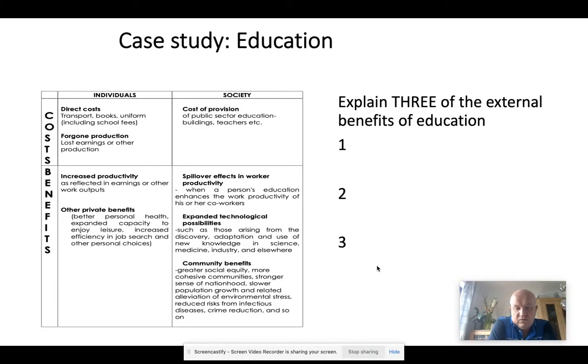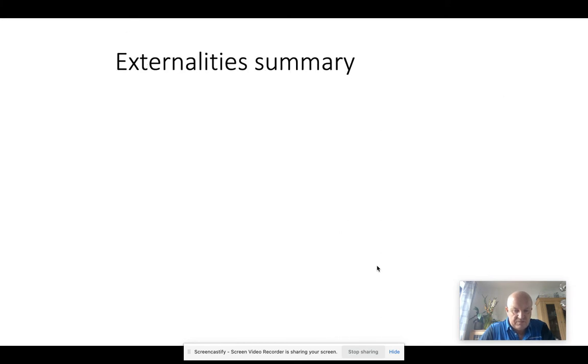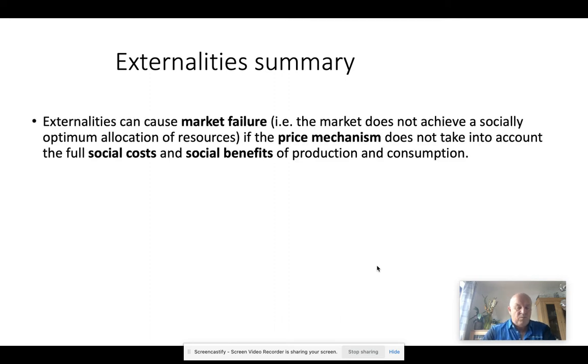So clearly, one of the things that you need to be able to do is to explain how those three external benefits of education can be a positive, and in this instance, clearly that would be a relatively straightforward thing to do. If we then take a look then at externalities and sort of sum them up, okay, we've said that externalities can basically cause market failure. Okay, that's where the free market is basically not achieving a social optimum allocation of resources.